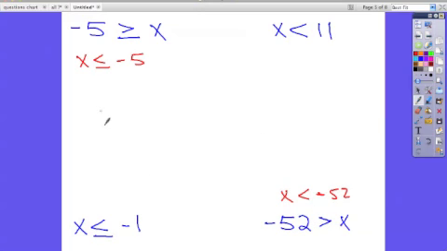Now I've got my numbers correct. All I wanted to do for each one of these is write numbers that might work for this. So for X is less than or equal to negative 5, I need less than negative 5: negative 10, negative 20. I'll just put a couple numbers. That should give you enough of an idea of if you're on the right track or not.